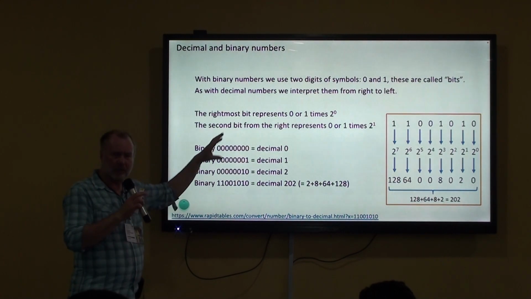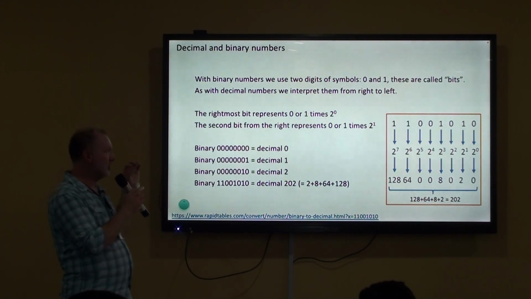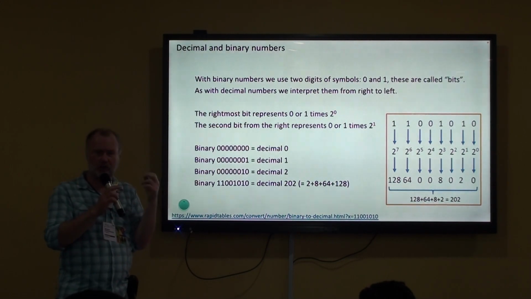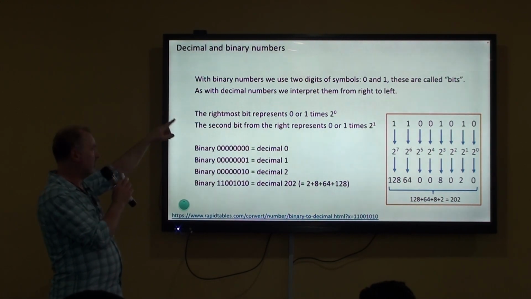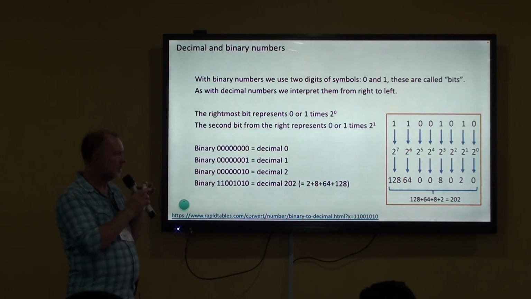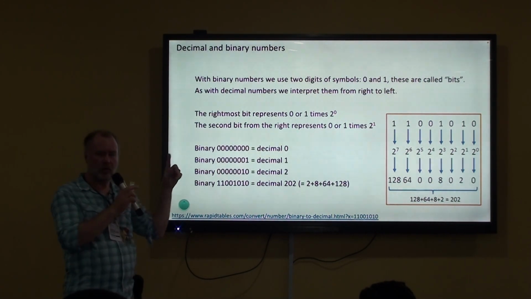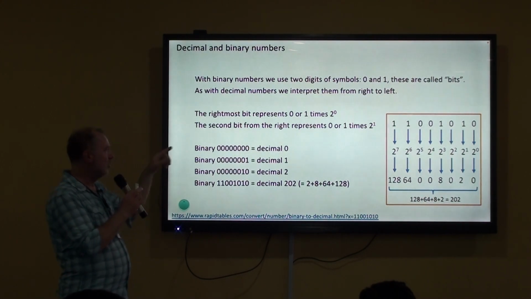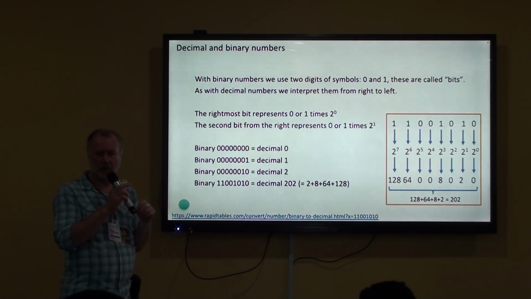So just a little bit more background on the decimal numbering. With binary numbers we use 2 symbols, the 0 and the 1, and these are called bits. As with decimal numbers, we interpret them from right to left. The rightmost bit represents 0 or 1 times 2 to the power 0. The second bit from the right represents 0 or 1 times 2 to the power of 1.